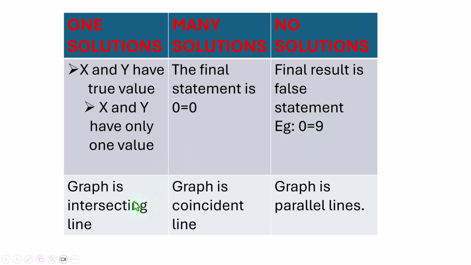In one solution, the graph is intersecting lines. Many solutions, the graph is coincident lines. No solution, the graph is parallel lines. Here is the overall concept about the elimination method, solution of a pair of linear equations in two variables.